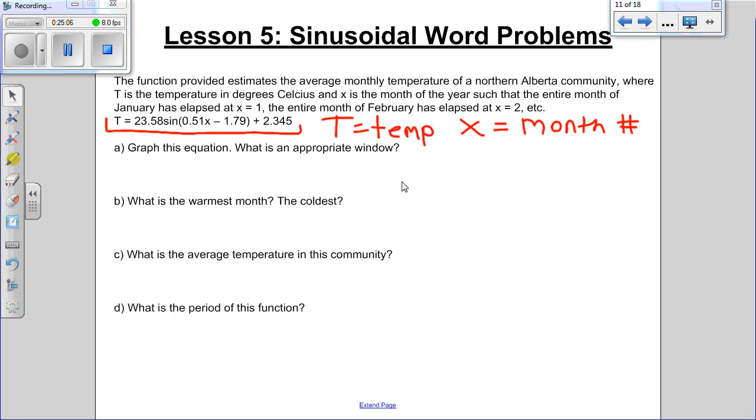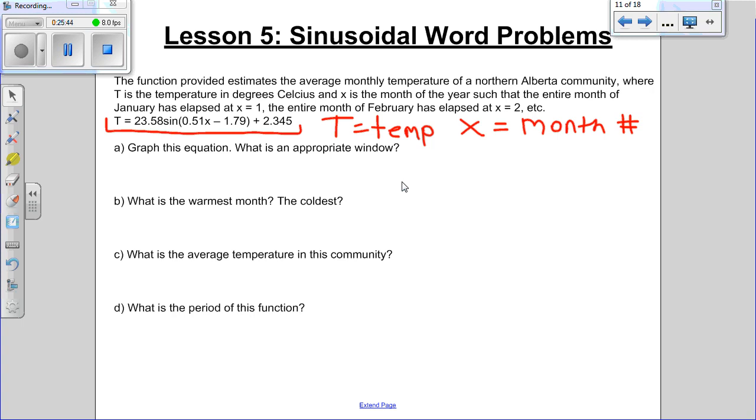The next thing I do is try to answer some of these questions. So it says, graph this equation, what's an appropriate window? So we're going to pull out our calculators, and we're going to try graphing this thing. So we're going to type this in. Make sure you are in radian mode. Remember that? So your mode must be radian mode for this stuff. I'm going to type in here 23.58 sine 0.51x minus 1.79, close bracket, plus 2.341. It looks exactly the same as how they have it in here. That's not anything crazy. In my y equals, yeah.